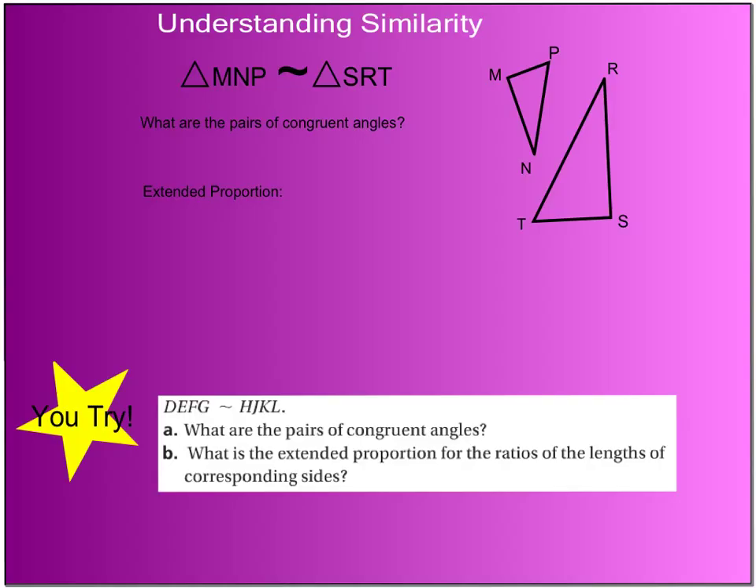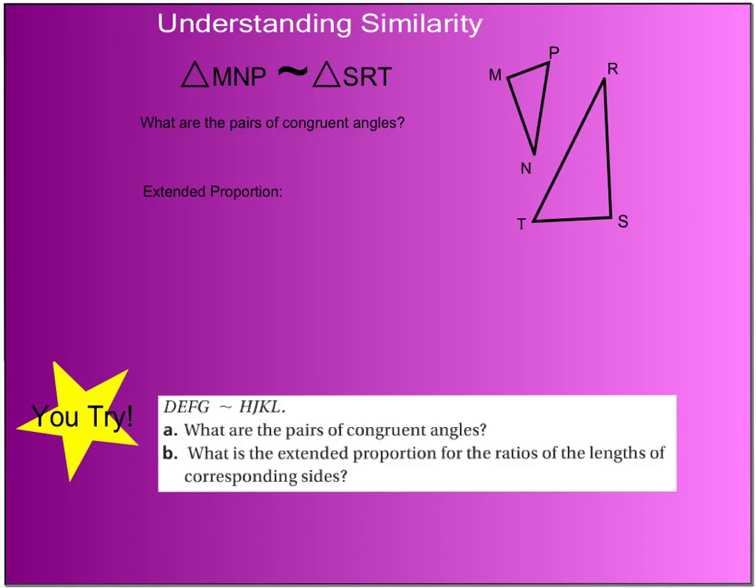So let's look at an example here. I have a picture given to me. I also have this similarity statement. And again, notice I have this little tilde, meaning that I have similar triangles. If I look at the picture, it appears that this smaller triangle has been rotated and shrunk from the bigger one. So I can tell that N corresponds with R, M corresponds with S, and P corresponds with T.